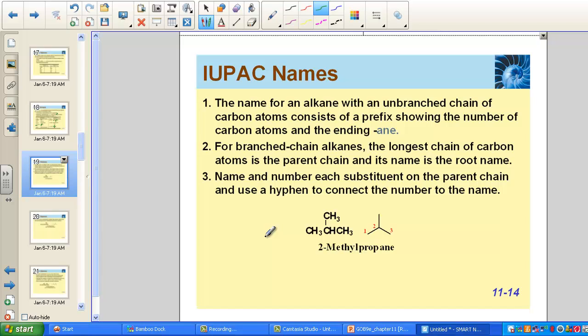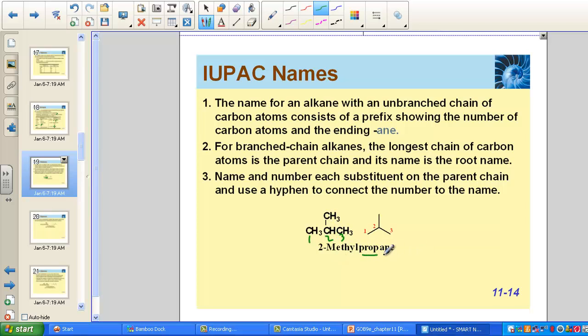Let's take a peek at that rule. Here we have 3 carbons in a row. The longest chain, 1, 2, 3. Even if I count it up here, 1, 2, 3, counting backwards, 1, 2, 3, no matter what direction I go, the longest chain I can come up with is 3 carbons.